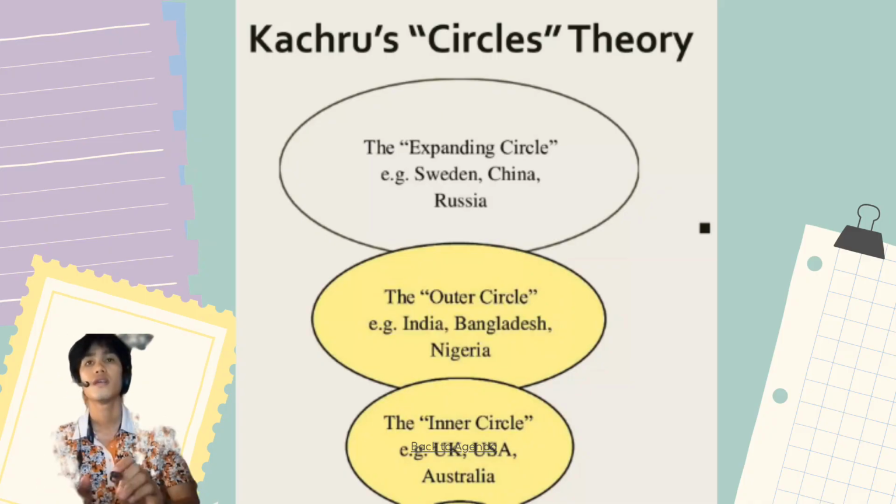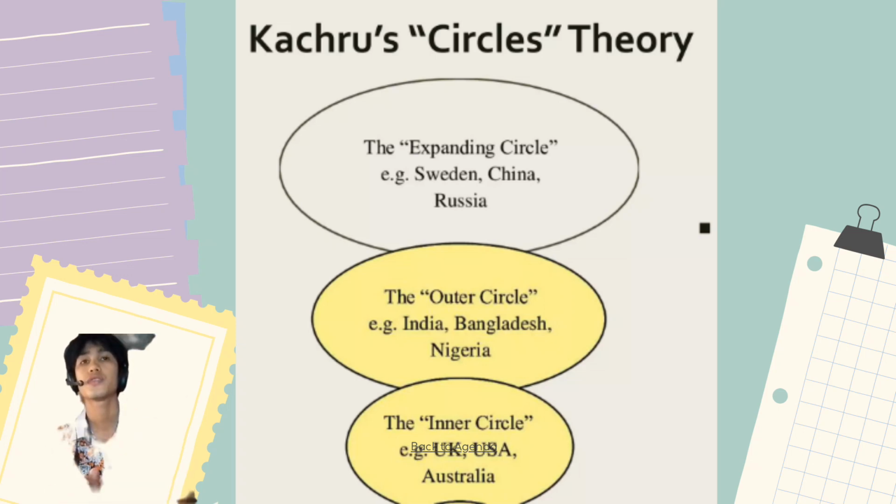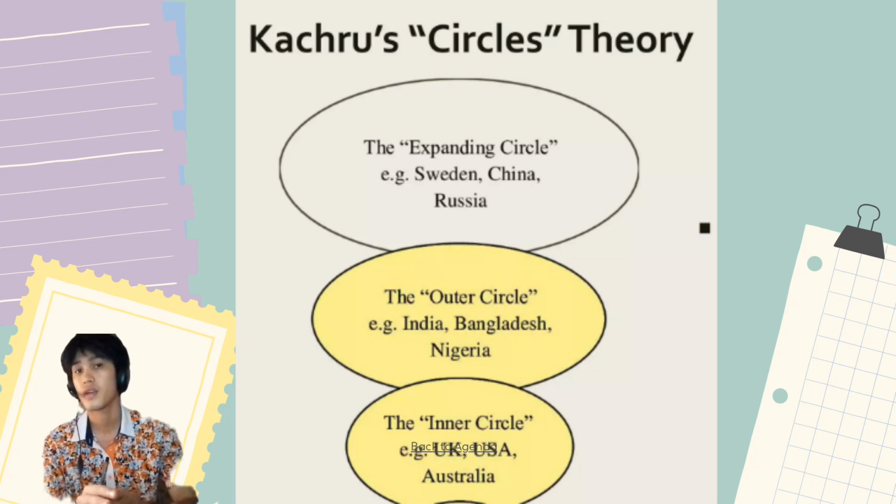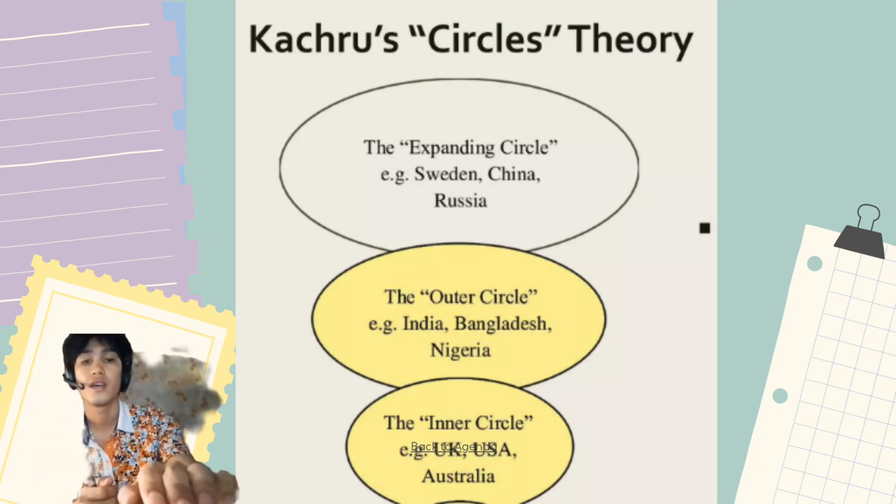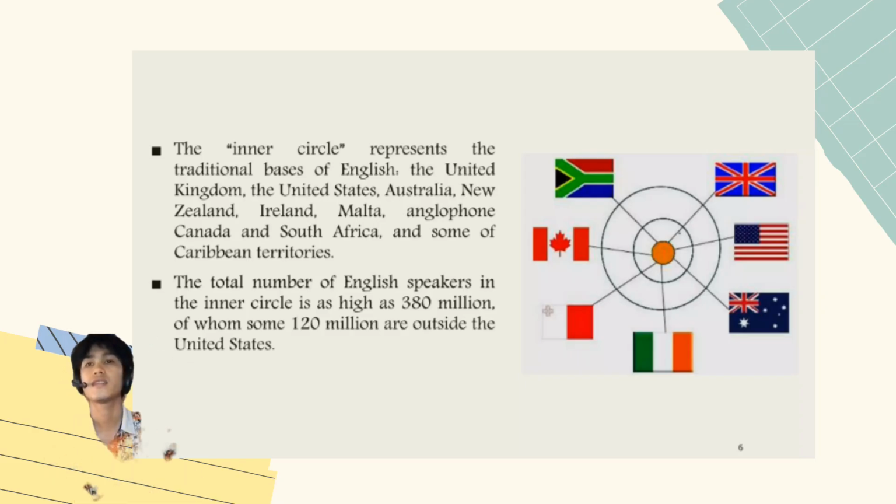So here, Kachru's circles theory: the expanding circle, the outer circle, and of course the inner circle. You will know the difference of these three in the next slide. So first, let's have the inner circle. What is the inner circle and what are the countries inside the inner circle?